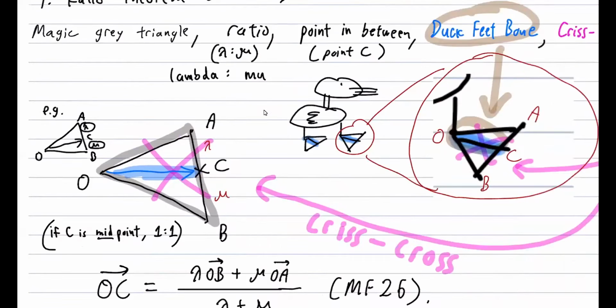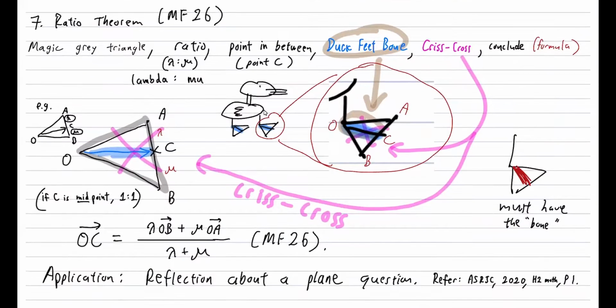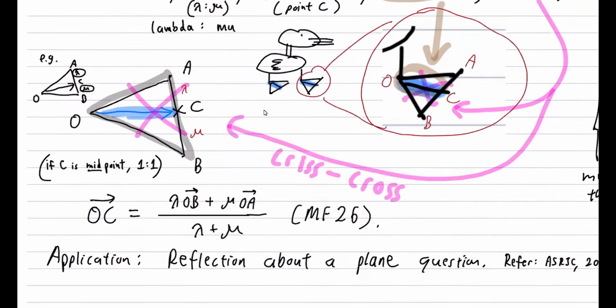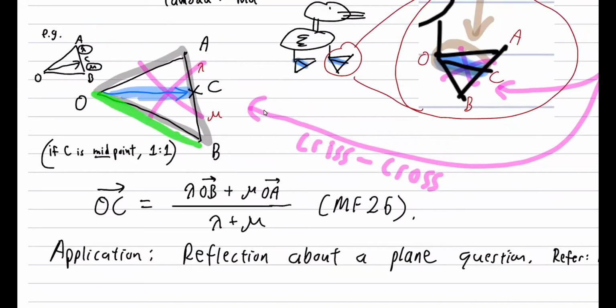Okay, then you conclude vector OC must be equal to lambda times OB plus mu times OA, divided by lambda plus mu. What is that? How do you interpret that? Take a look. Here is OB. What's opposite of OB? The lambda. So that's why you got lambda times OB. Then you have to add on mu times OA. Vector OA is here. What's opposite? The mu. So that's why you have a mu. Then you just have to divide by the total. Okay? Understand how to use?